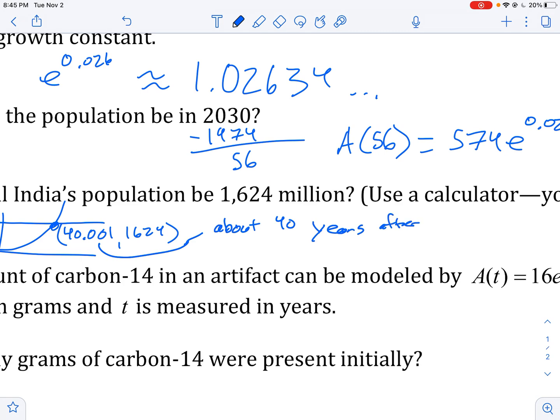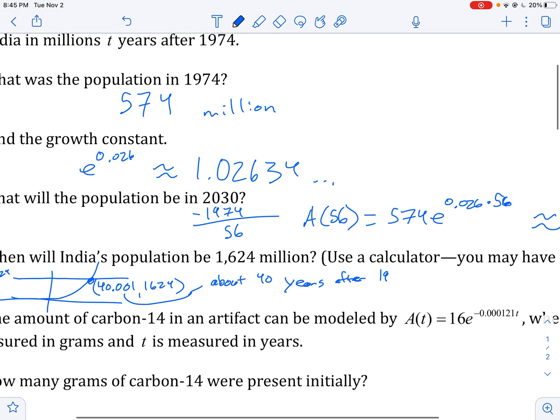After 1974. Is it 74? I want to say it is. Yep, 1974. Or you just do 74 plus 40, which is 2014.